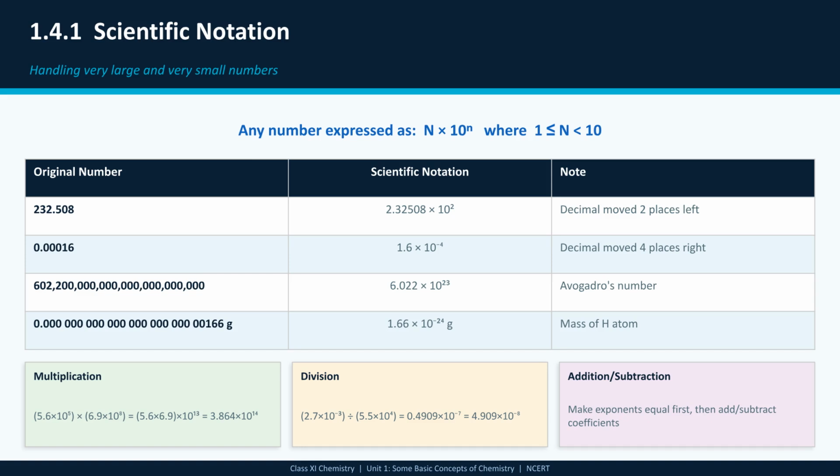Scientific notation is used to handle very large and very small numbers by expressing any number as N times 10 to the power of n, where N is between 1 and 10. The rules for multiplication, division, addition, and subtraction are shown.